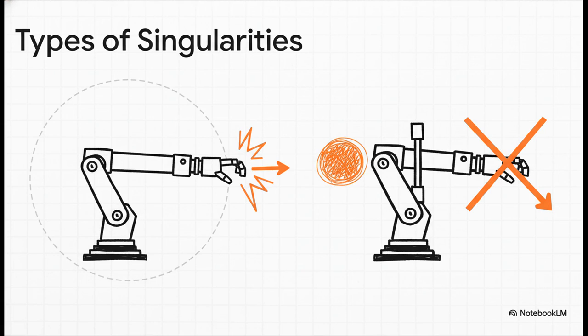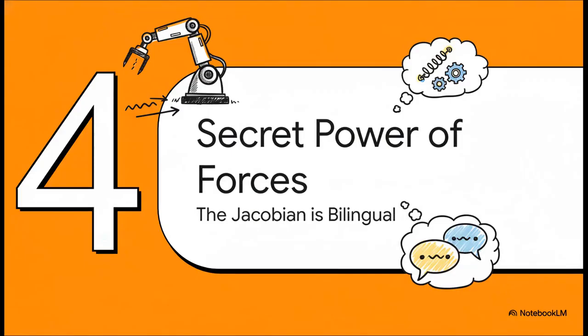But you can also have workspace interior singularities, which can pop up right in the middle of the robot's work area. This usually happens when two or more of the robot's joints happen to line up in just the wrong way, and boom, you've lost the ability to move in a certain direction again. But the story of the Jacobian doesn't stop with motion and getting stuck. It turns out it has a hidden talent, a secret power.